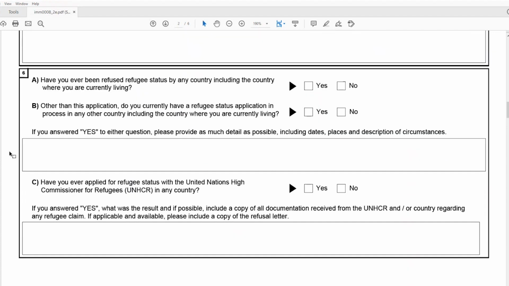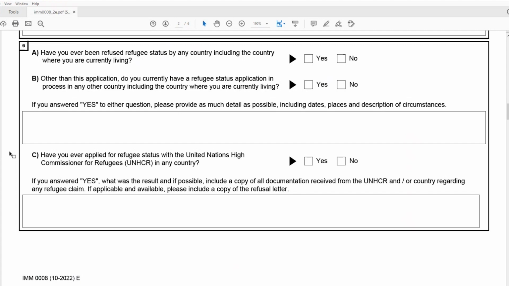For question 6, you're going to answer, have you ever been refused refugee status by any country, including the country where you're living now? And be truthful about this, because having been refused refugee status is not necessarily a bad thing. It can actually strengthen your claim that you don't have a durable solution anywhere because you've been refused refugee status by a particular country.